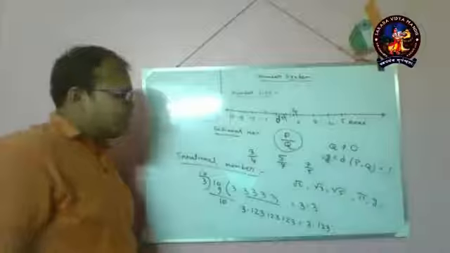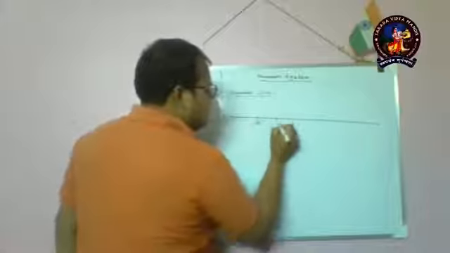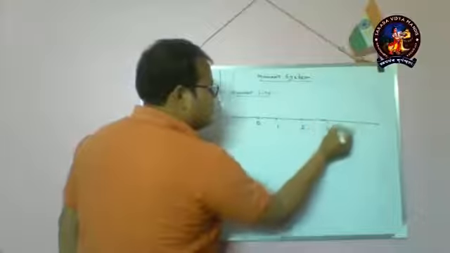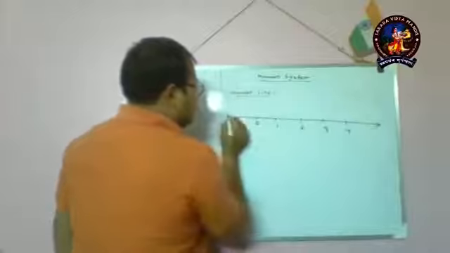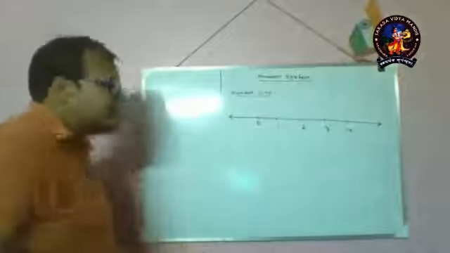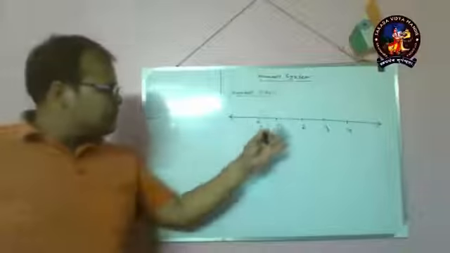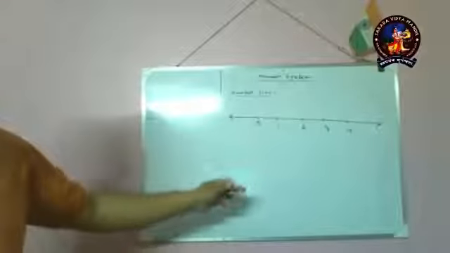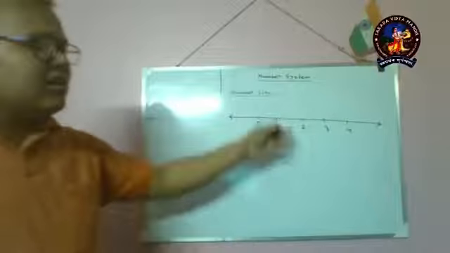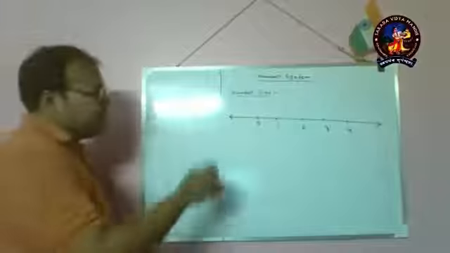Okay, now we want to find the irrational numbers on the number line. 0 is here, 1, 2, 3, 4. The negative parts are also there on the left side, but it's not required now. Suppose first we want to plot the number root 2, which is irrational. We want to plot it on the number line. So where will this root 2 be?